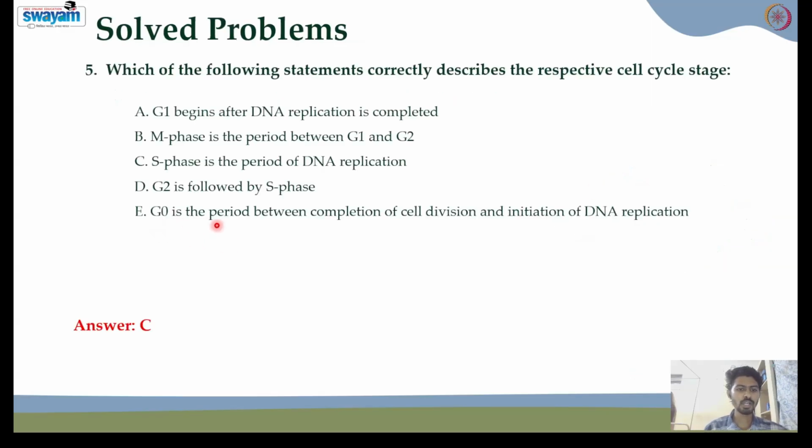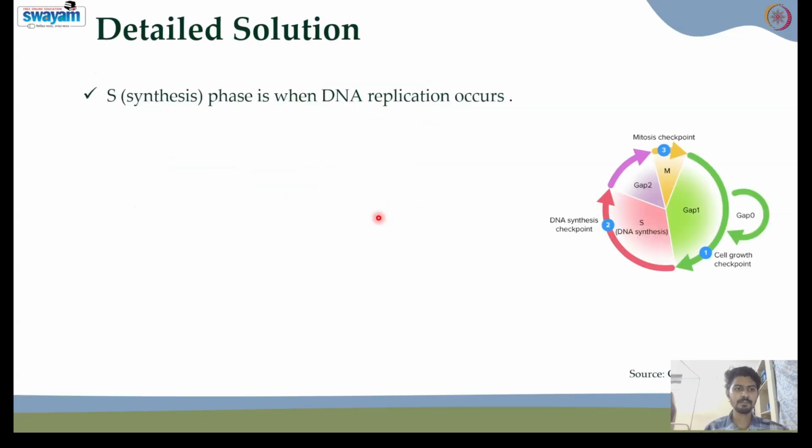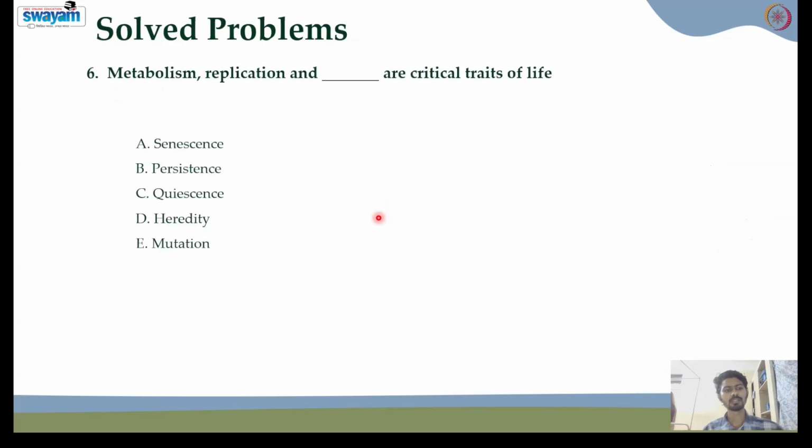And last one, G naught is the period between completion of cell division and initiation of DNA replication. This is also false because G naught is the resting phase. That cell enters from the G1 phase. Here what happens, neither they are actively dividing nor preparing to divide. So that's why options A, B, D and E are false, and the answer is C. So we will move on to the next question.